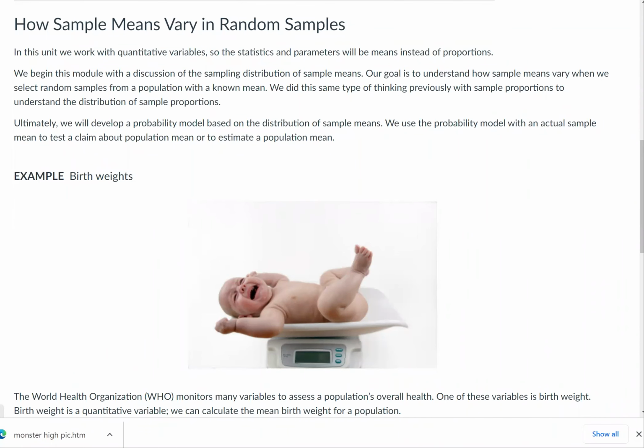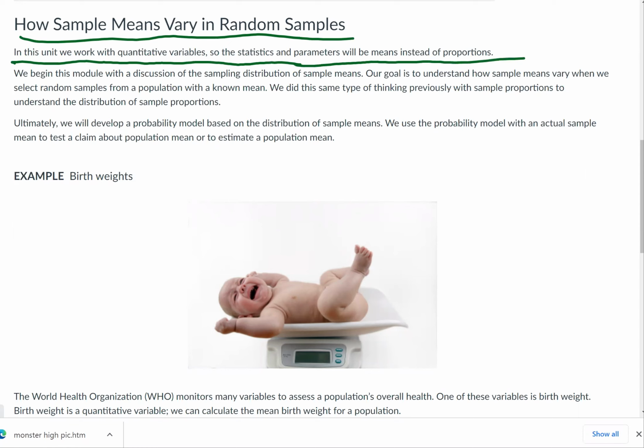Now that we've done an introduction, on this page we'll talk about how sample means vary in random samples. In this unit, we will work with quantitative variables again, which is a change from the last unit, so the statistics and parameters will be means instead of proportions. We begin this module with a discussion of the sampling distribution of sample means.